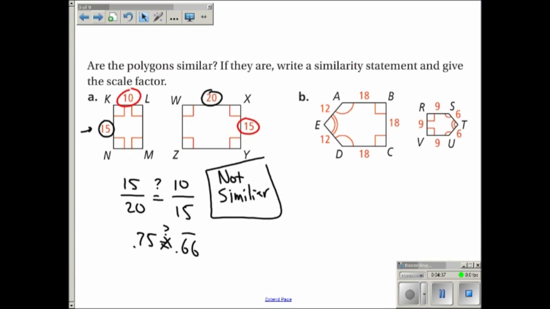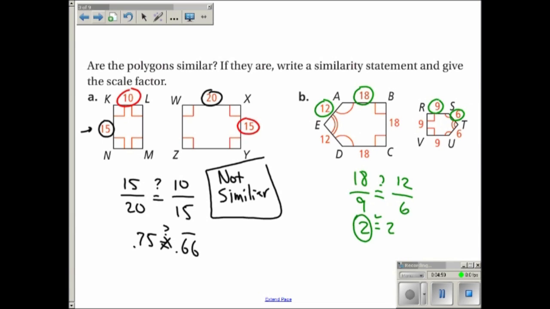Let's look at B. I'll just take 18 to 9 and compare that to 12 to 6. Well, 18 over 9 is 2, and 12 over 6 is 2, and so they are equal. Okay? And the number is 2.